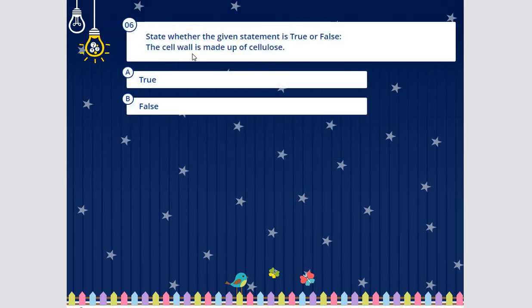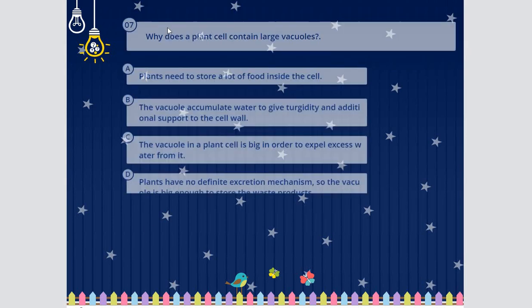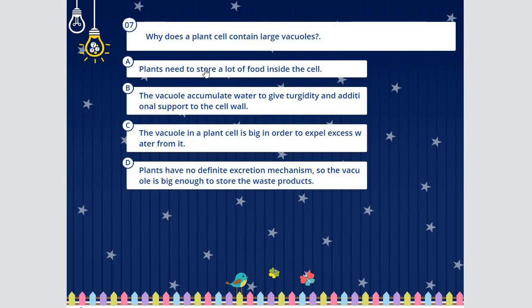State whether true or false. The cell wall is made up of cellulose. True. Why does a plant cell have large volumes of food in it? Maybe this one. Okay, accumulate water to give turgidity and additional support to cell wall. But my teacher taught that it is used to store excess of water. Oh god, let it be.